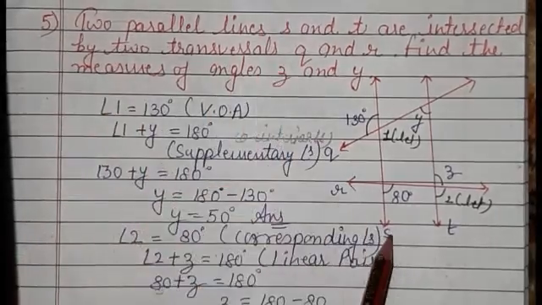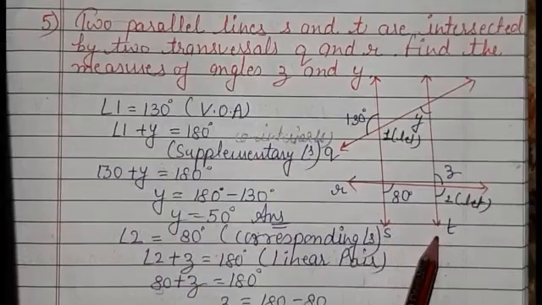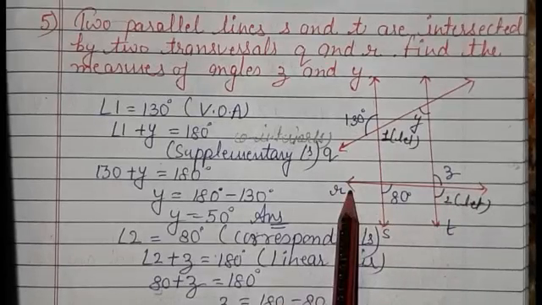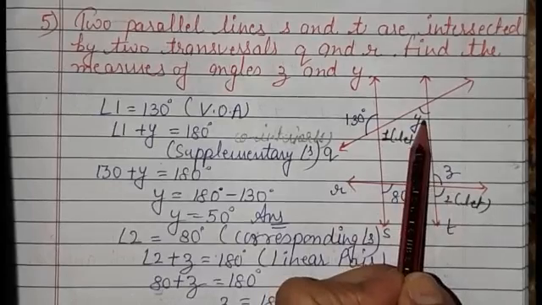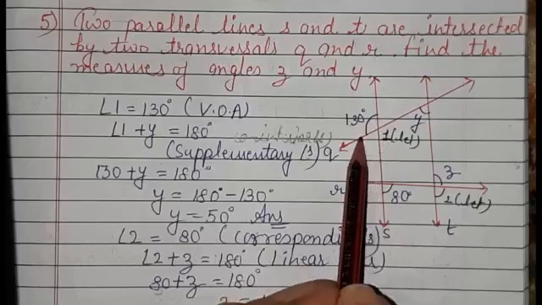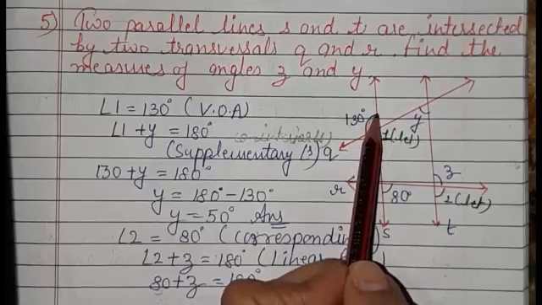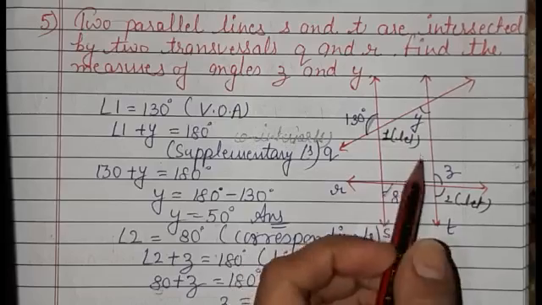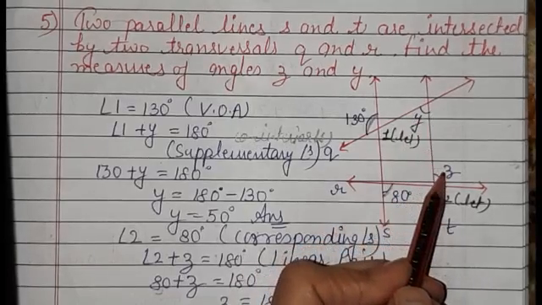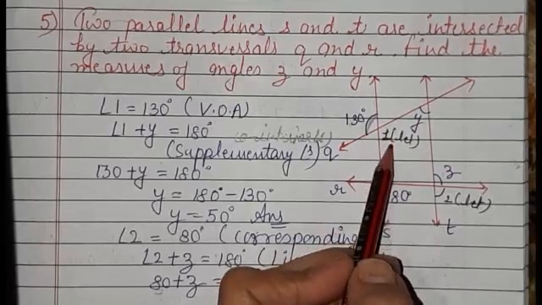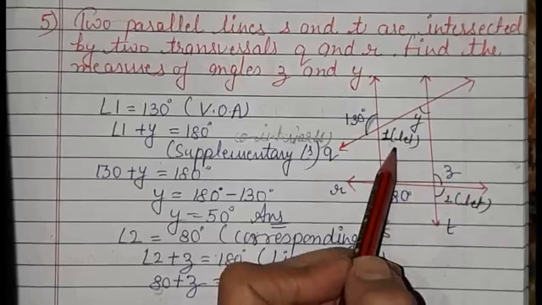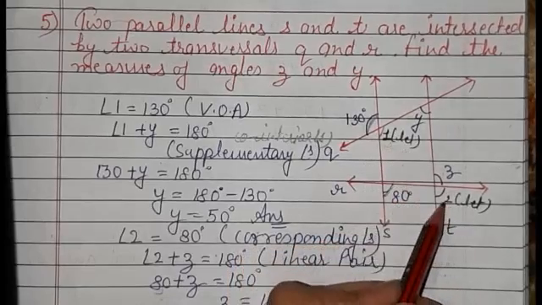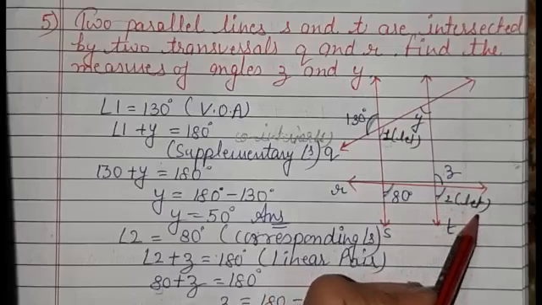Two parallel lines S and T are intersected by two transversals Q and R. Find the measure of angles Z and Y. In that case, this angle is given 130 degrees and this angle is also given 80 degrees. Right? And we have to calculate angle Y and angle Z. So here I have to label these two angles. I am writing this angle as angle 1, let this angle be angle 2.